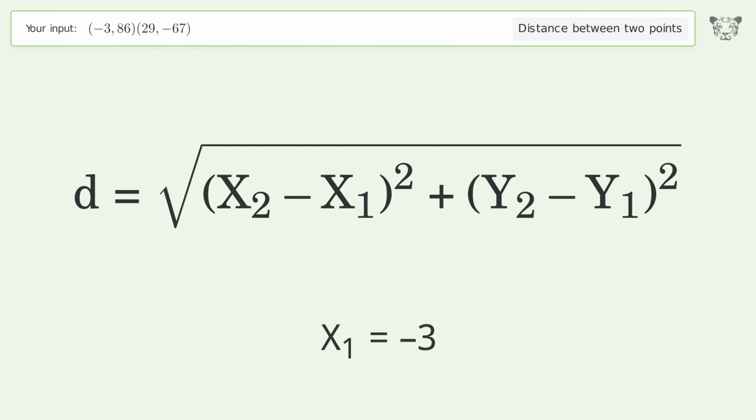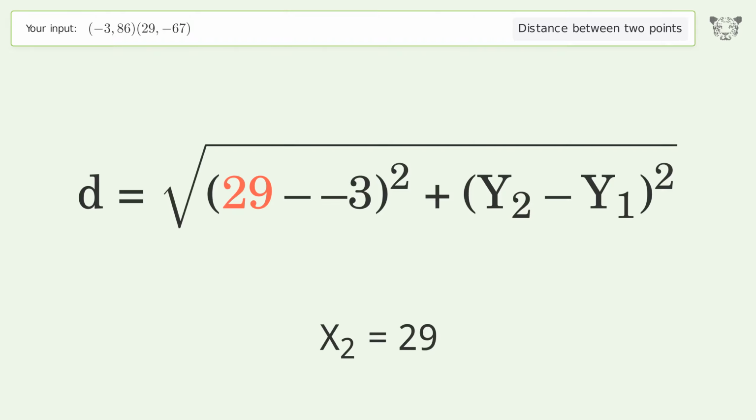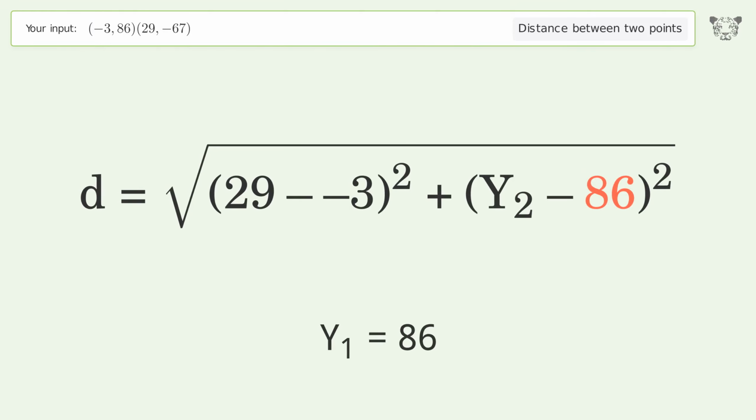x1 equals -3. x2 equals 29. y1 equals 86. y2 equals -67.